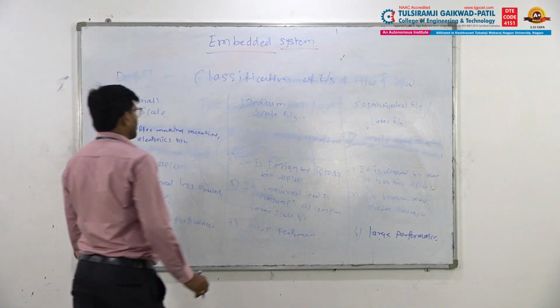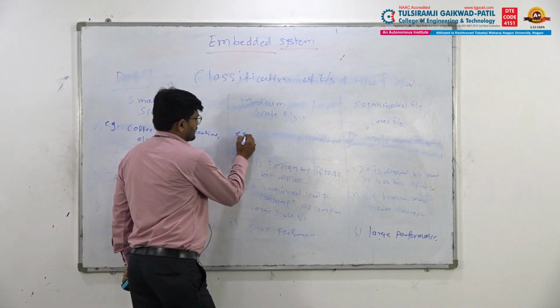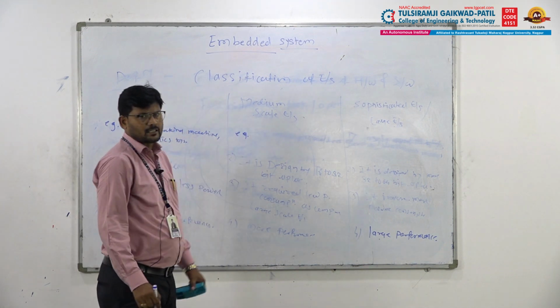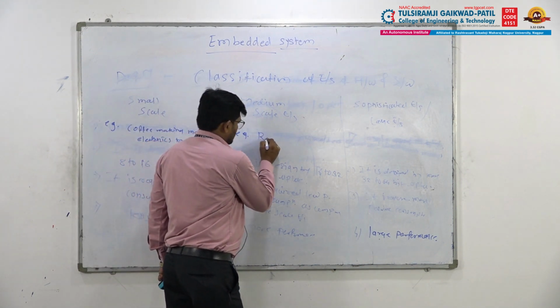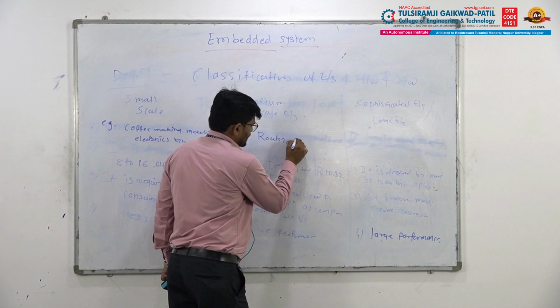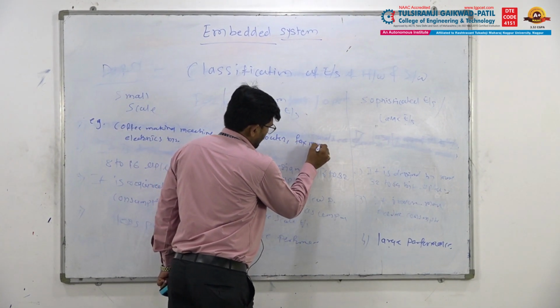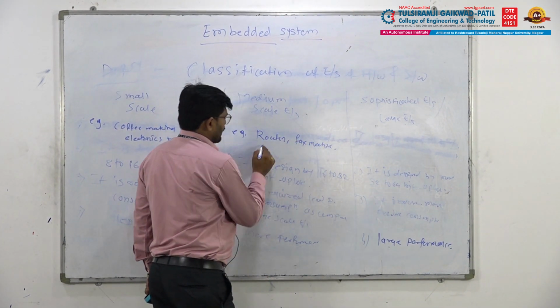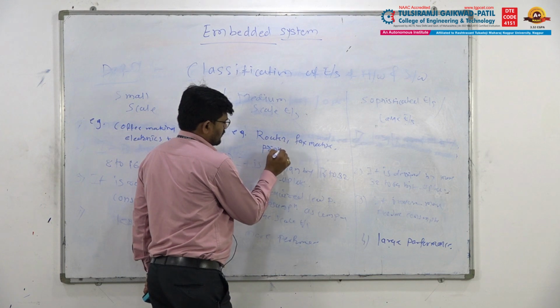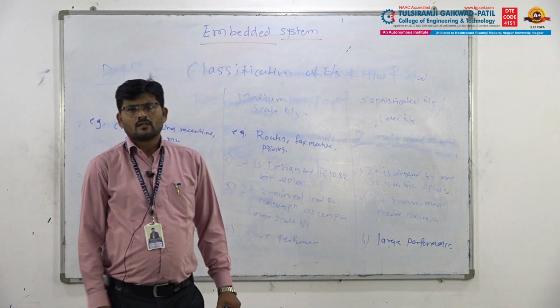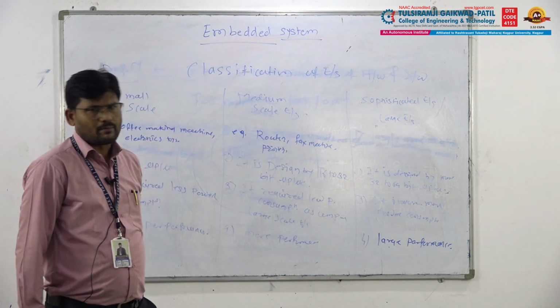In medium scale embedded system, some examples related to the embedded system are routers, fax machines, and printers. These are the applications required in the medium scale embedded system.